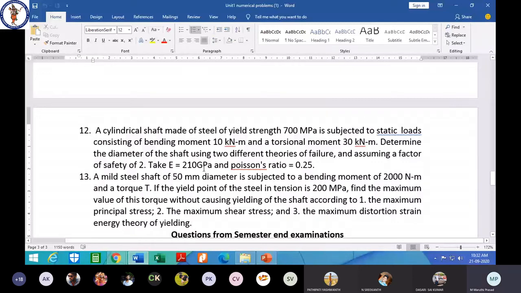Steel cannot be having this strength. You just modify it as 210 megapascals. 210 mega or giga? 2.1 into 10 power 5.